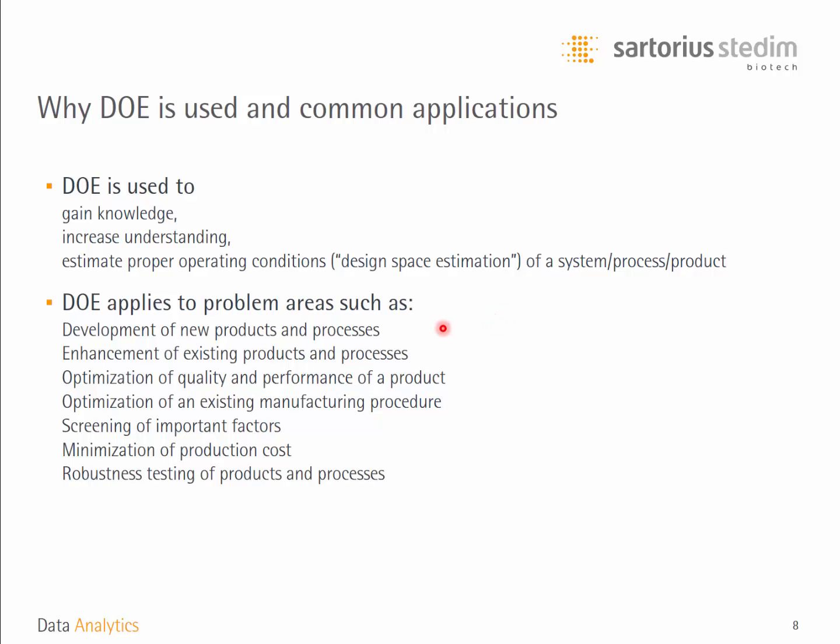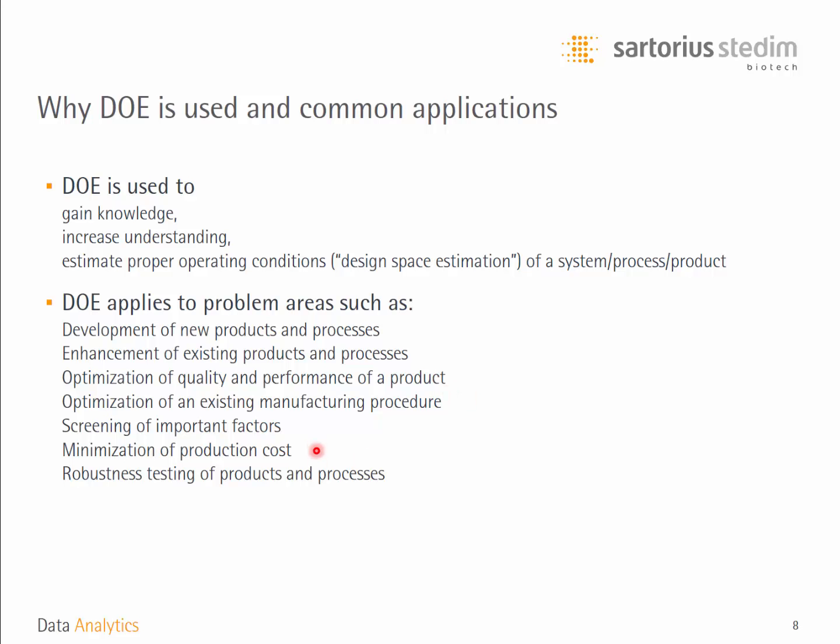You can also say that DOE is applied to many different problem areas, and one of the most important application areas is screening of important factors, which is something you're doing very early on in an investigation. After a screening, you often move over to an optimization stage where you try to optimize and in a very detailed format understand how the different factors that you can regulate influence the different responses or critical quality attribute.